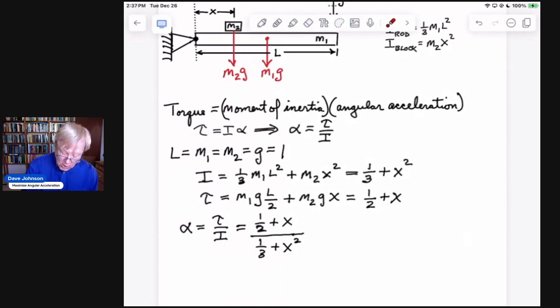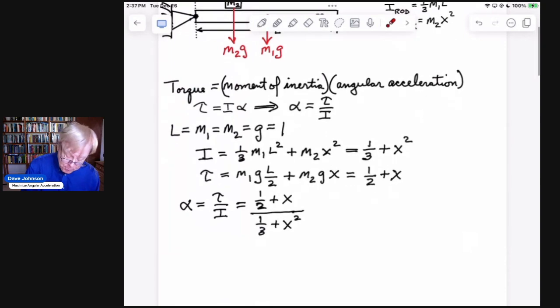Now it's a little bit more complicated than that. We're not going to get into all of that in this video, but if you increase x, you're also going to increase x squared. You're going to make the denominator bigger, and so that makes the overall fraction smaller. So you're actually reducing the angular acceleration, and that's not what you want to do. You want to maximize the angular acceleration.